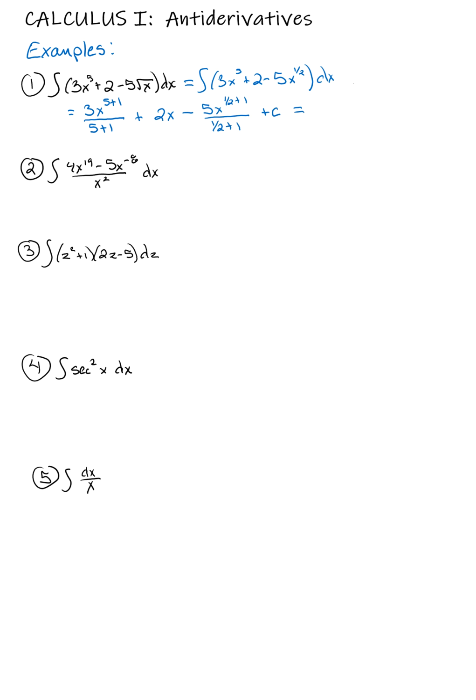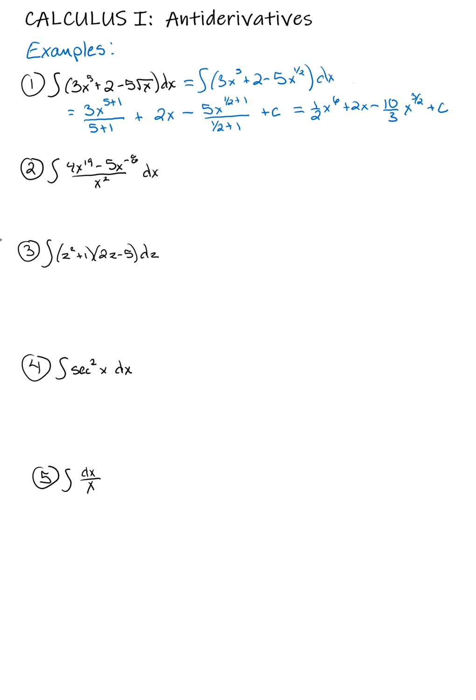Now, if we simplify all this stuff, we end up with, let's see, that's going to be 3 over 6, which reduces to 1/2 x to the 6th plus 2x minus, now be careful with this, we have 1/2 plus 1 in the denominator, that's 3/2. But now the coefficient in the numerator is 5, divided by 3/2 gives us 10/3. But then we still have x to the 3/2 power plus our constant c.